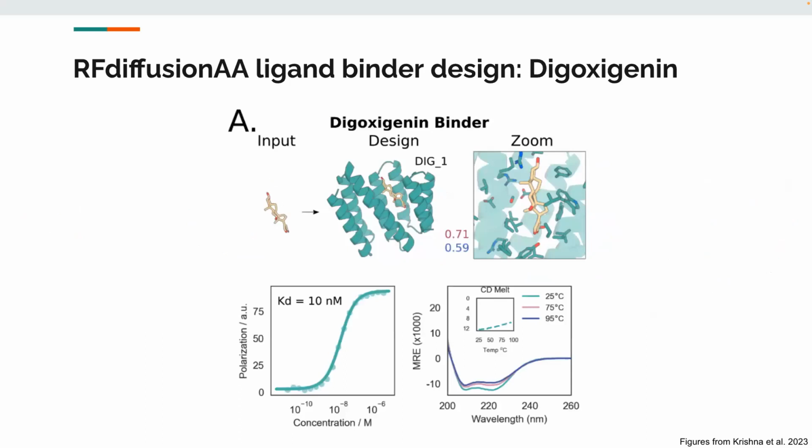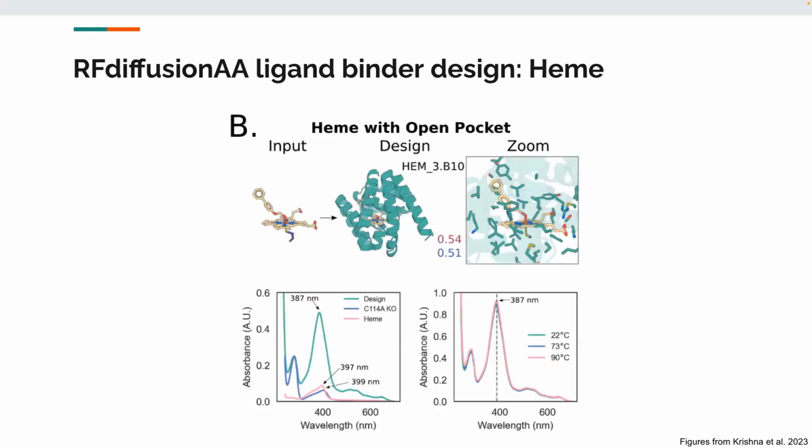They did some experimental tests on a few examples. One of them is this small molecule, I think it's pronounced digoxygenin. I might be close on that, but they took the input and designed a protein around it, measured the dissociation constant, and saw that it was able to bind at a range of temperatures. They also designed one for heme. For this example, instead of taking just the base heme, they also provided it with a coordinating cysteine residue in the initial condition that then got integrated into the protein in the final design. And they saw that the design does have the absorption spectrum that they expected if it was coordinating heme.